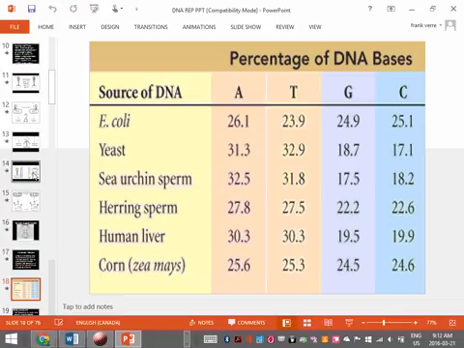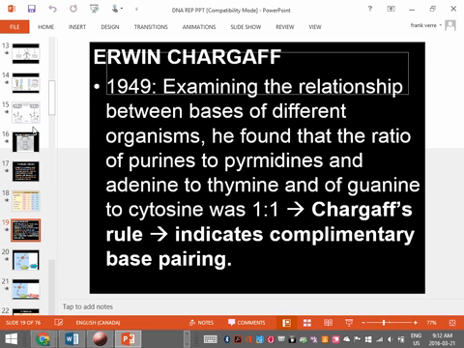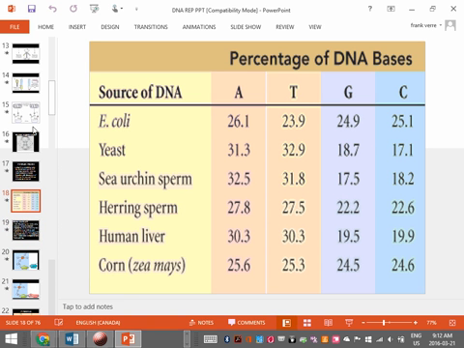I want to show you this chart. This is an important chart. So here's a breakdown. This was done by Erwin Chargaff. Okay? He looked at the composition of, because you know that there are 4 bases in DNA, right? Adenine, thymine, cytosine, and guanine. He looked at the composition of the 4 bases, and he noticed something.